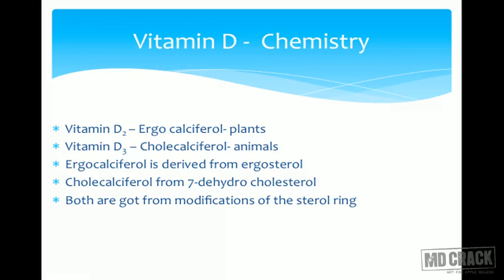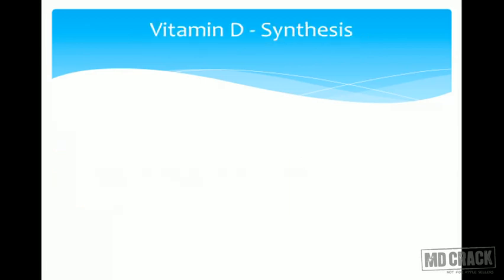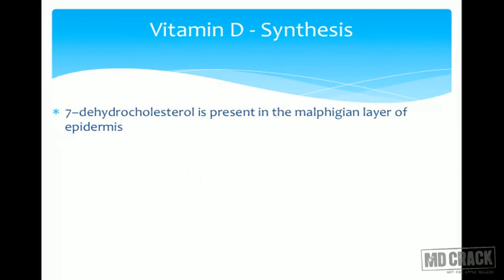modifications of the sterol ring. Please remember, cholesterol contains cyclopentanoperhydrophenanthrene nucleus or the sterol ring. So modifications of this sterol ring will result in the formation of cholecalciferol. How is it synthesized? So what are the steps involved?